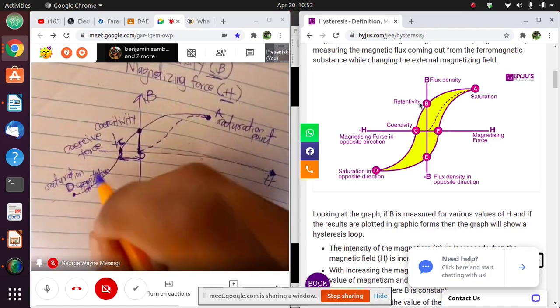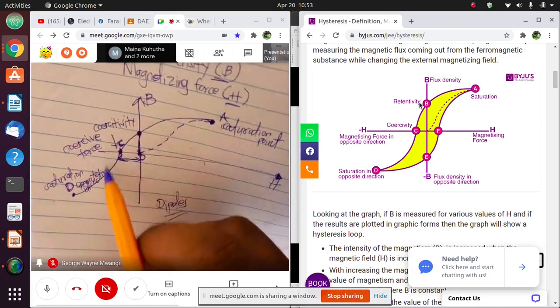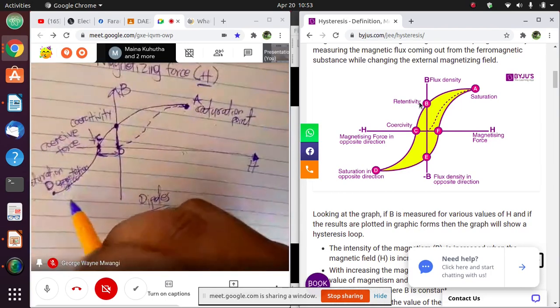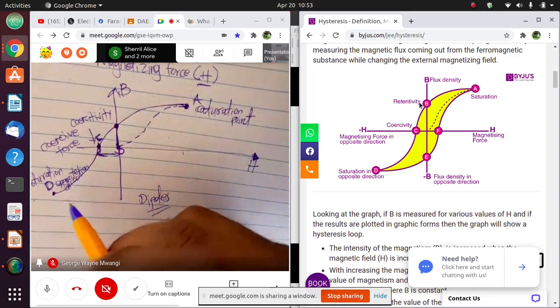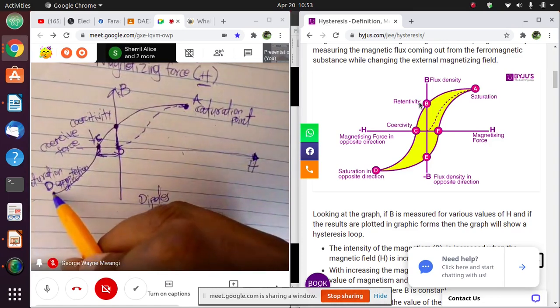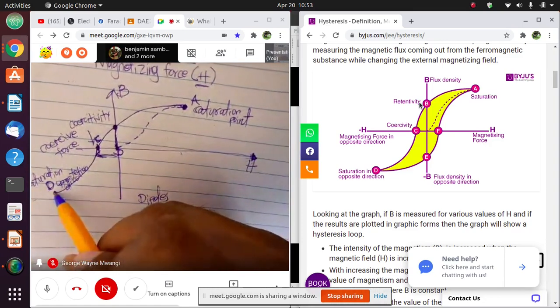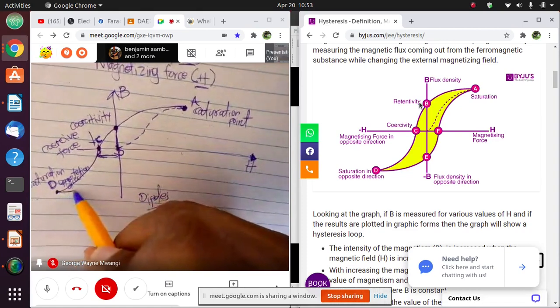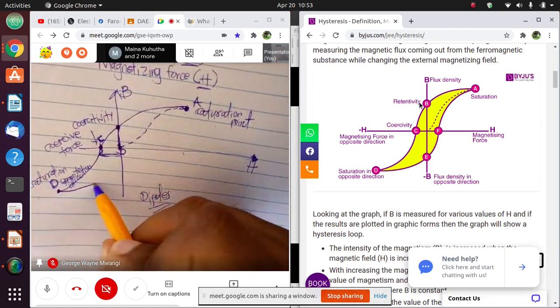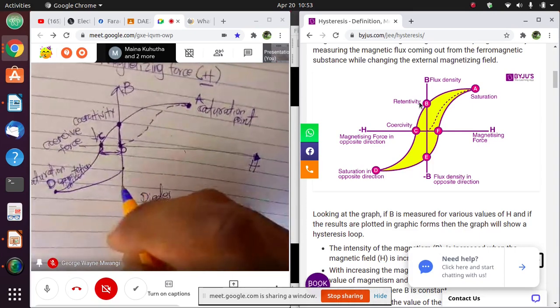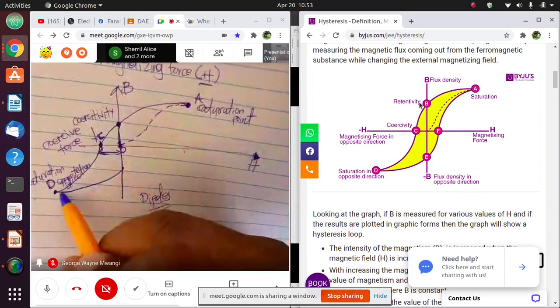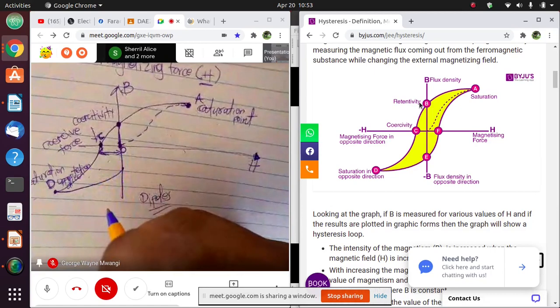No matter how much you increase the magnetizing force, once it reaches a point in a magnetic material, the magnetism will not increase. Now, when we reduce the magnetizing force, the magnetization in that material will reduce, but it will not be at zero. It will not return to zero. Why? Hysteresis.